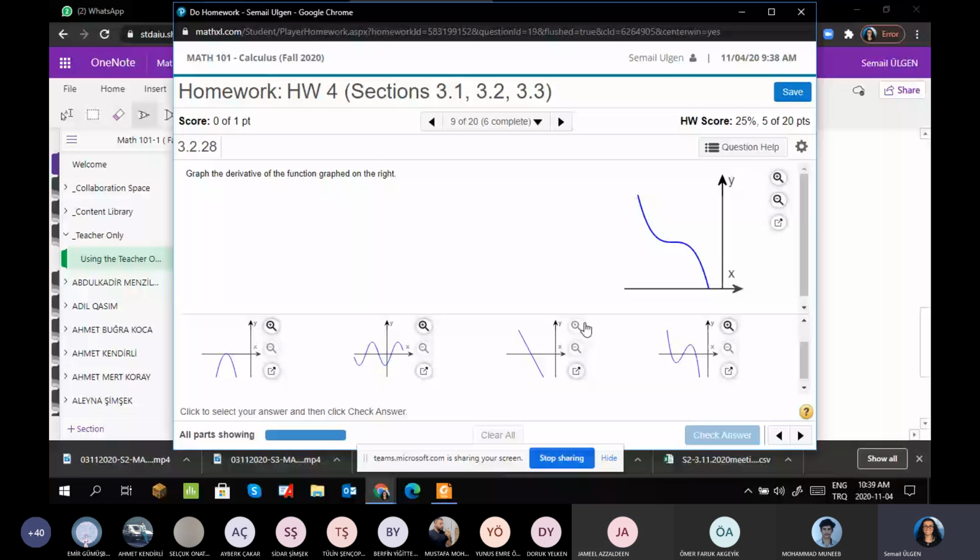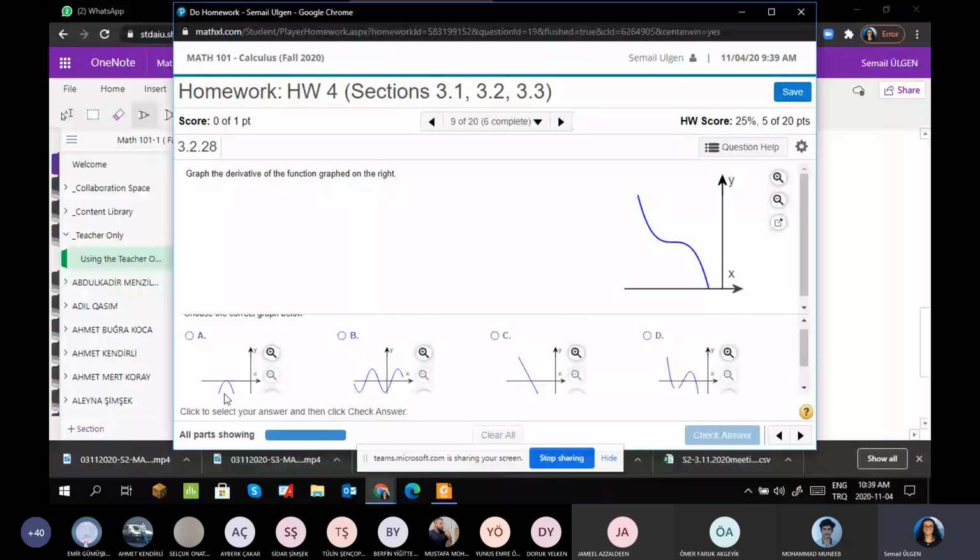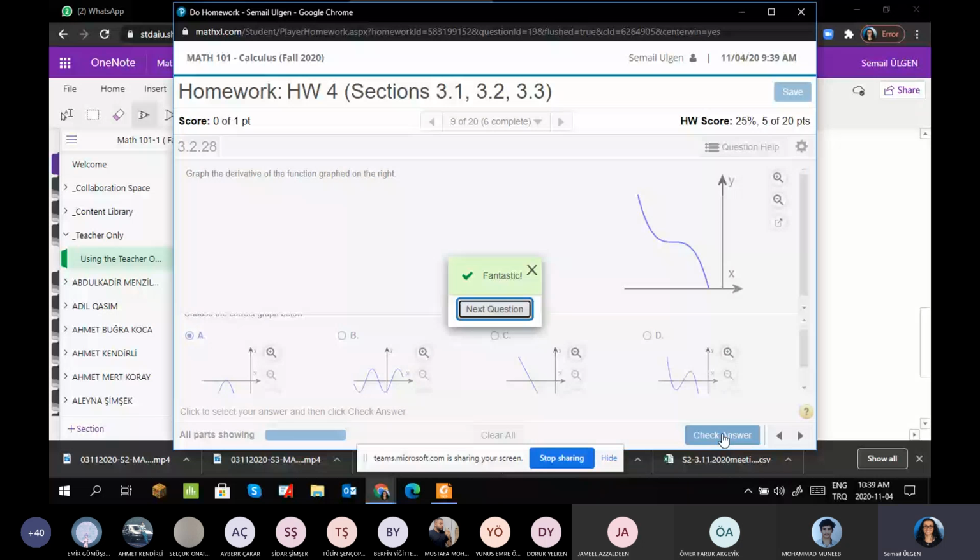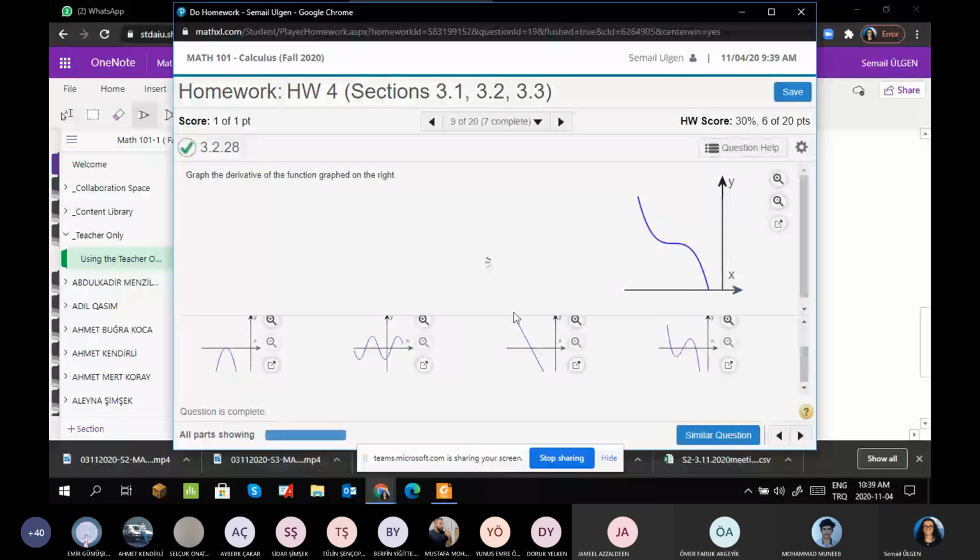So A has such a thing. Look, the derivative is all negative here. Here it takes positive values as well. This can't happen. And here the derivative has positive values. It cannot happen. So we are going to say A is the answer for this question. That's how you should get to it. You don't have to draw the exact graph of it.